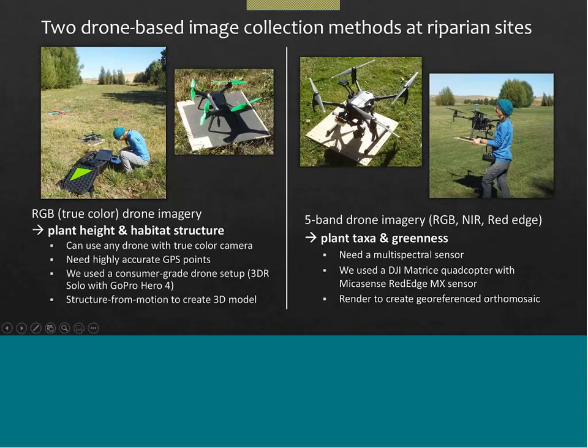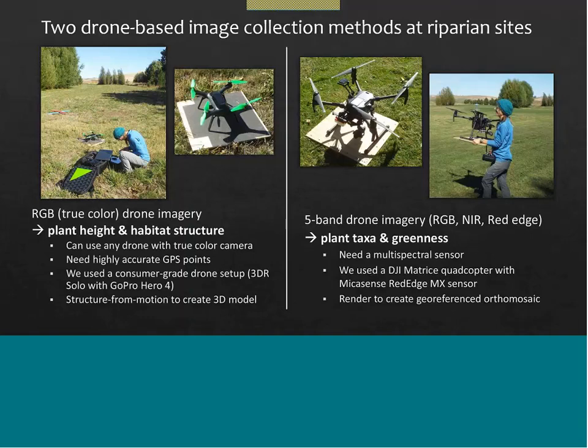And this other setup that we use, this is a commercial grade drone. This has a sensor on it that can collect not just the red, green, and blue bands of a true color camera, but also near infrared and red edge, which enables us to do some of those vegetation indices and color infrared images like I showed for the NAIP and satellite imagery. And so this enables us to get at what taxa are present for the plants and then what their greenness is at different times of the year. And so you do need a special sensor to do this.